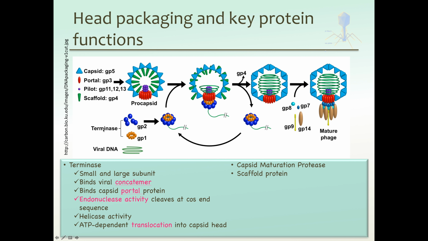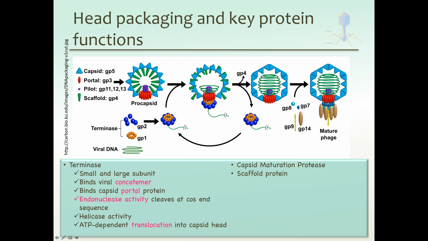Sometimes there's one gene that encodes the entire terminase, but more often what you'll see is a small subunit terminase and a large subunit terminase. And these proteins work together to first recognize a concatemer of DNA. And so this is a long string of viral DNA units that were produced during DNA replication. So there's many, many, many genomes in one long string of the concatemer. It recognizes this double-stranded DNA and binds to it.